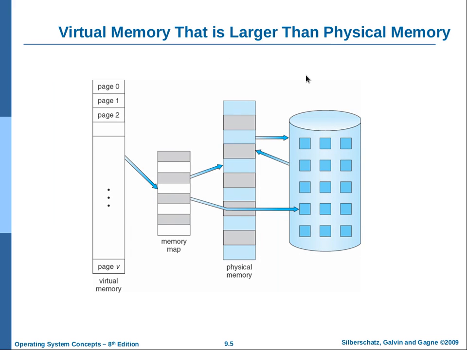All right, virtual memory that's larger than physical memory. This is very common. You may have a very long virtual memory, but your physical memory, notice, is only a subsection. And then the hard drive is used to basically pick up the slack of any memory that's not being used.